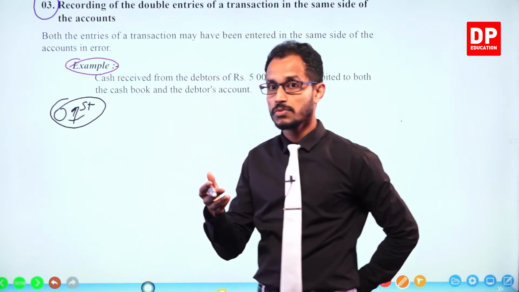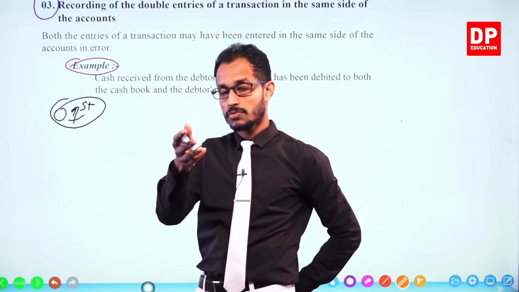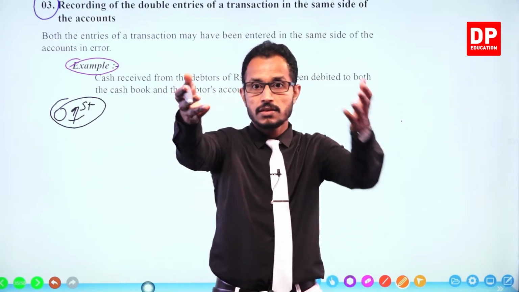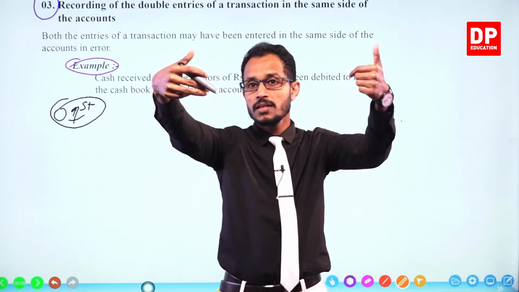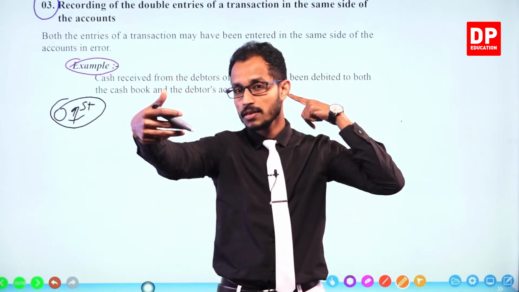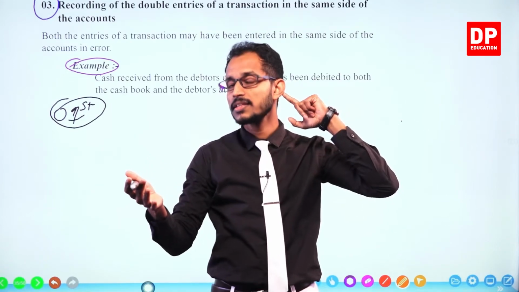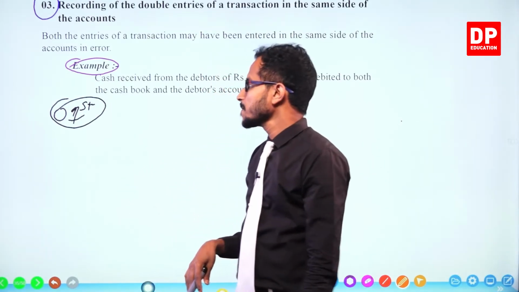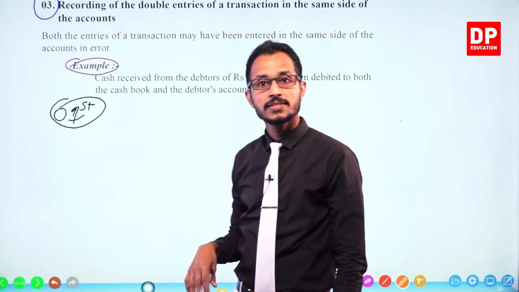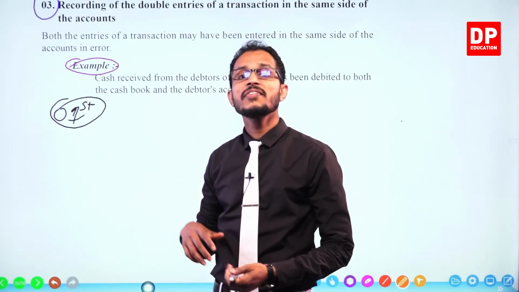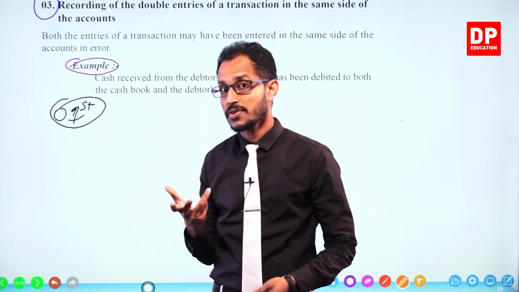I'm asking you. You. Yeah. Tell me. Yeah? Identifying the transaction. Yeah, that's correct. That's correct. Good. Identifying the transaction and double entry.